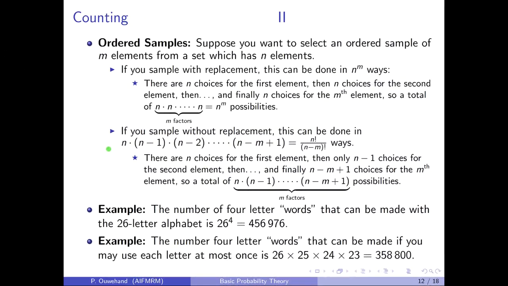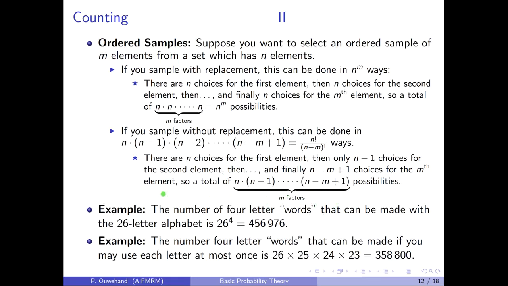We derive this quantity as follows. There are n choices for the first element. Since we can't select that element again, there are only n minus 1 choices for the second element. Then there will be only n minus 2 choices for the third element, etc., until finally there are only n minus m plus 1 choices for the mth element. And so by the multiplication principle, a total of n times n minus 1 all the way down to n minus m plus 1 possibilities, where there are m factors.